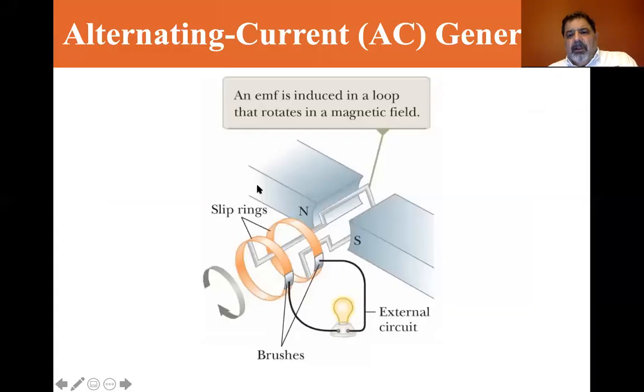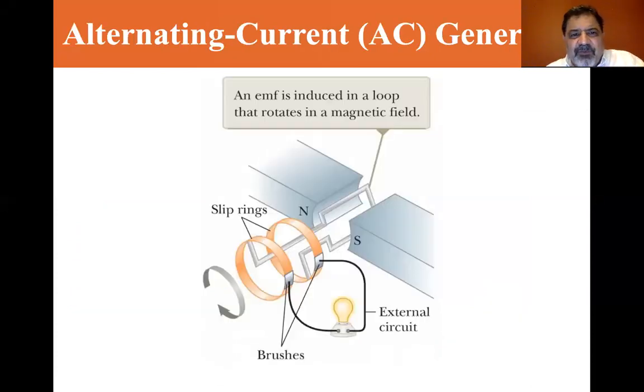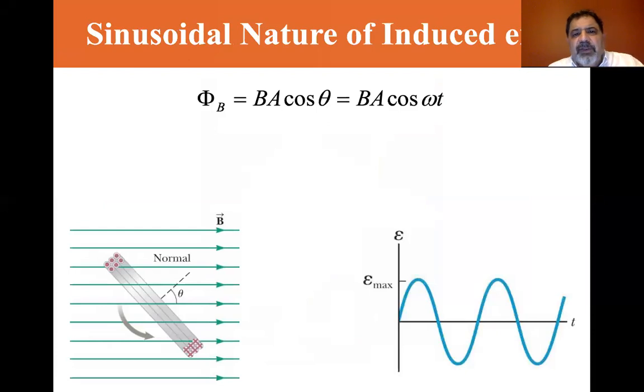Here we go. All right, so without the commutator, you get the AC generator. Now here we've got the coils going through the magnetic field. Oops, wrong way. And so phi is equal to BA cosine theta, where theta is equal to omega t, where omega is the angular velocity, and t is the moment in time that you happen to catch it.